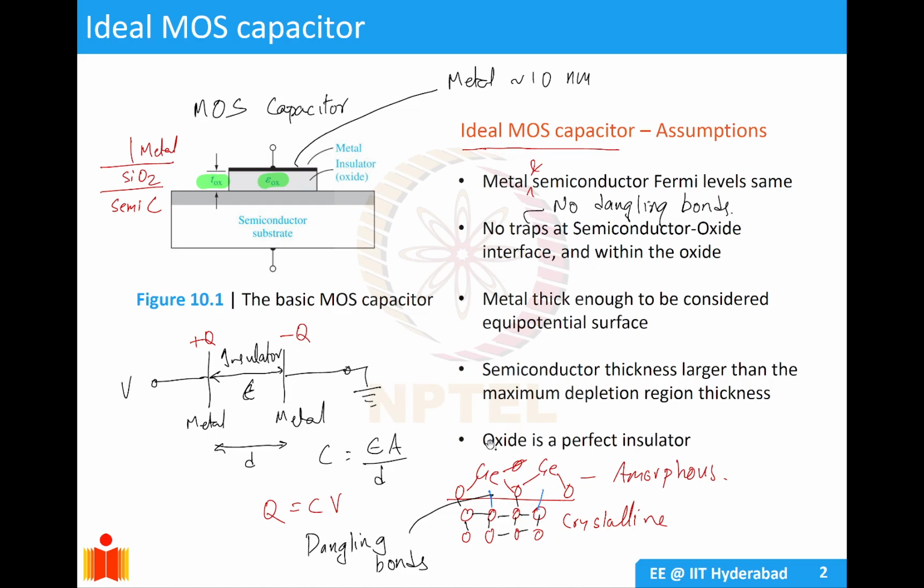And we are also assuming that the oxide is a perfect insulator. That is, there is no leakage current through the oxide, there is no tunneling through the oxide. That is, there is no passage for current to go from the metal to the semiconductor through the oxide.